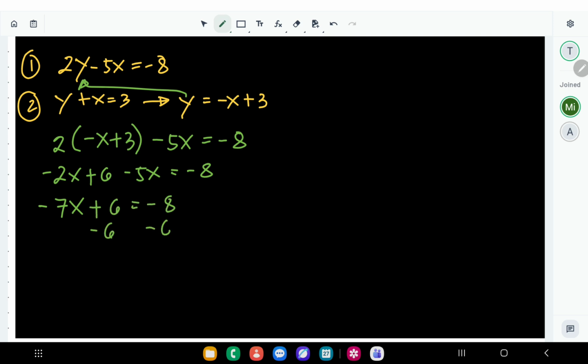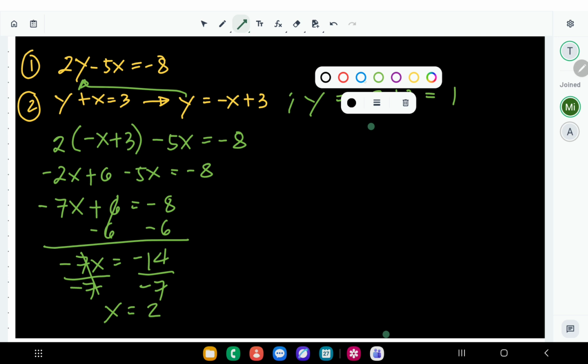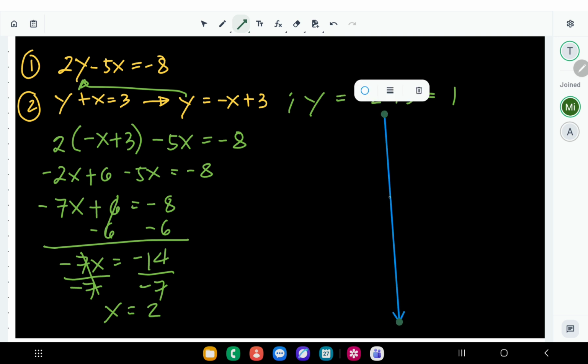Then subtract 6 from both sides. We have -7x equals negative 14. Then divide by negative 7. So x here is equal to 2. Then we can solve for y. Y equals negative 2 plus 3. So y is 1. So now we can graph this. Okay, let's graph this.